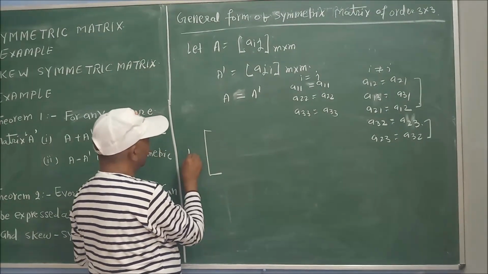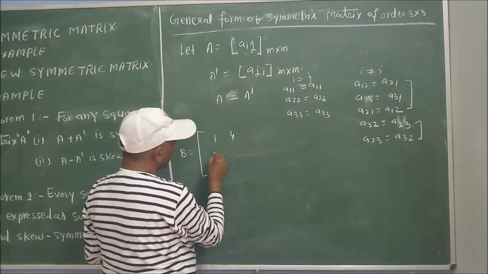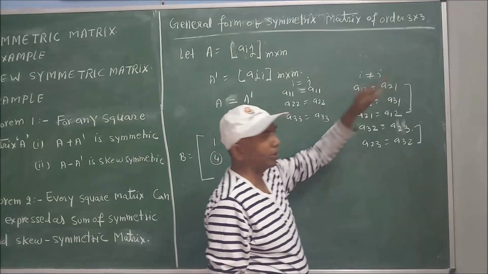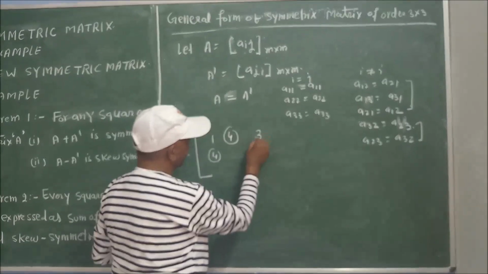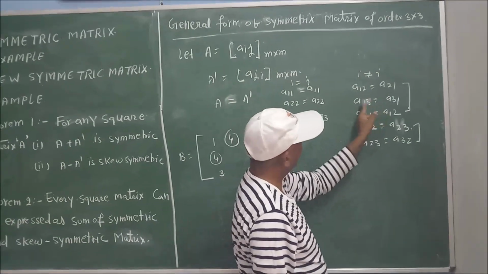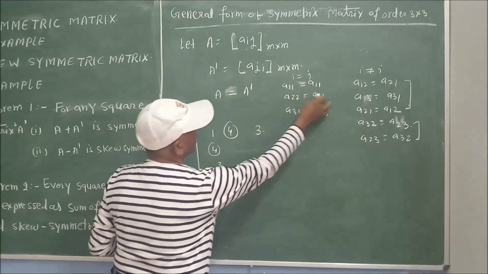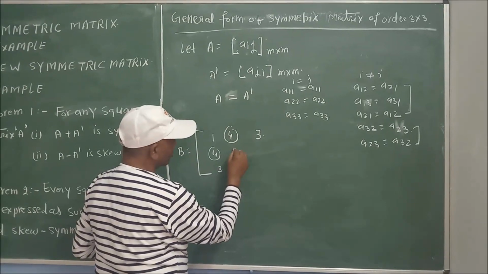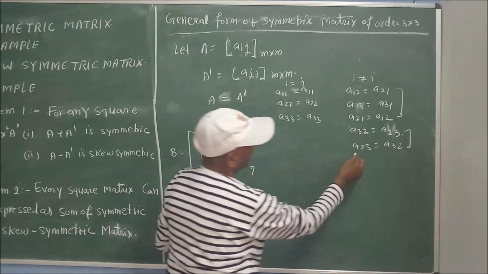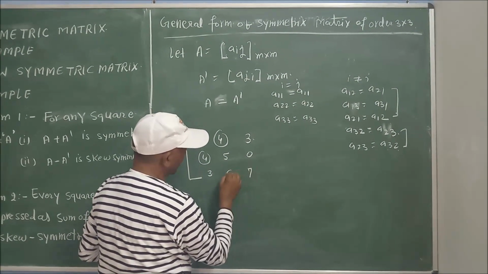So if we write a matrix B, suppose here the elements are 1, 4, so here must be 4 because using this property A12 is equal to A21, and here I have written 3, so this must be 3, using this property A13 is equal to A31. Again, the diagonal elements may be different, these two elements may be different. So suppose this is your 5 and 7, but see here A23 must be equal to A32. So if you write 0 here, then here must be 0.